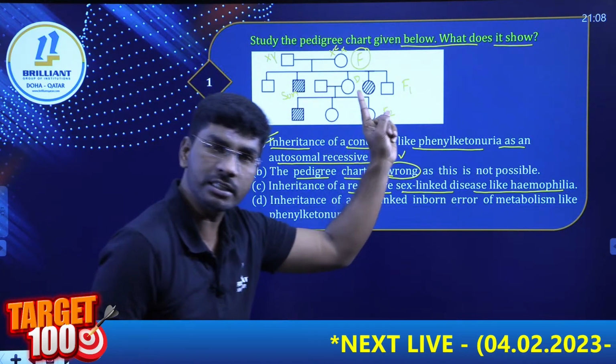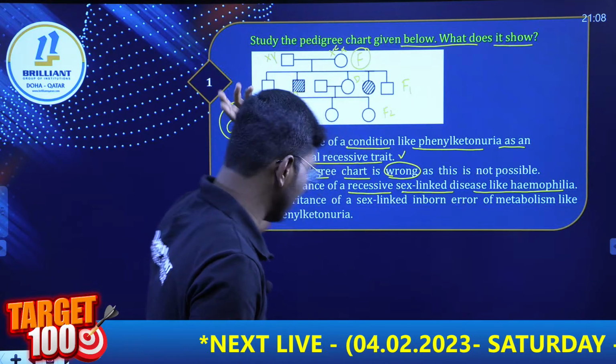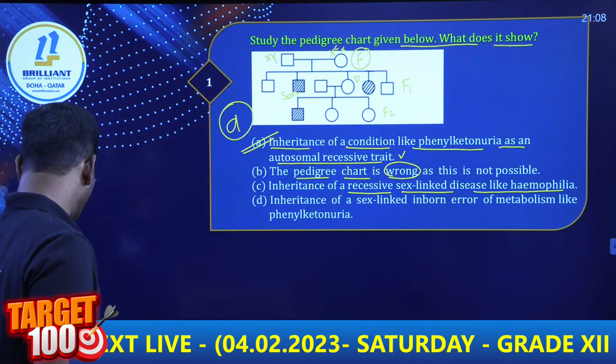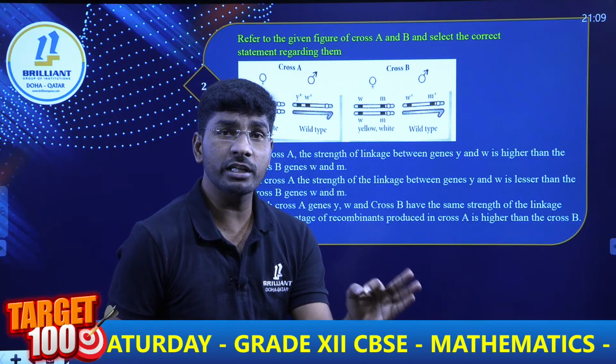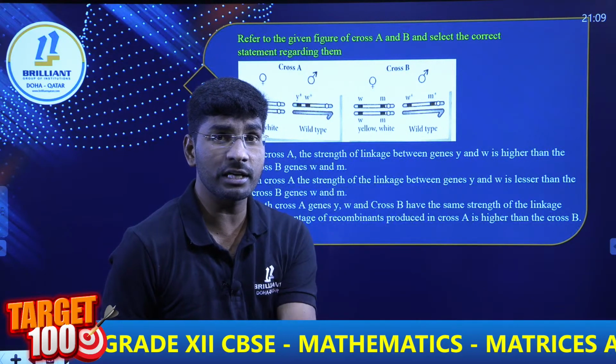So the first question's answer is autosomal recessive condition. Next question, question number 2. This type of question will come. Look at the question carefully.